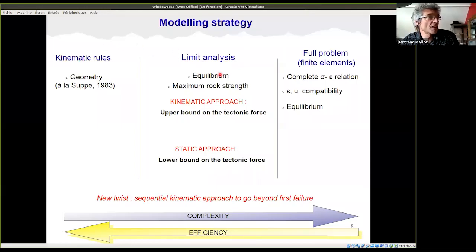compared to kinematic rules, it allows us to put equilibrium in there and the maximum rock strength under the Coulomb criterion mostly. This is divided into two methods, a kinematic approach that gives an upper bound on the tectonic force and a static approach that gives a lower bound. And I'll also present a new twist, which is very important for us. It's the sequential kinematic approach to go beyond first failure, because you saw in the tectonic examples I showed you that, contrary to geotechnical structures, nature doesn't care about first failure. It goes on past first failure and then it keeps failing and failing for millions of years. So we need to follow what's going on beyond the first failure.